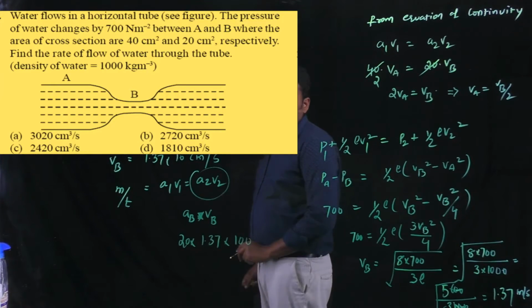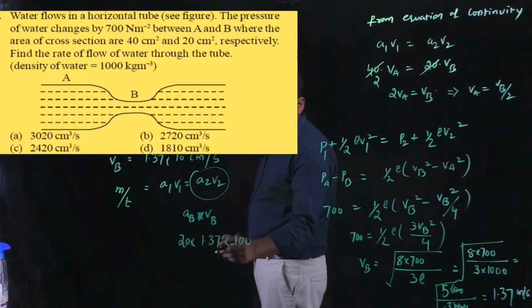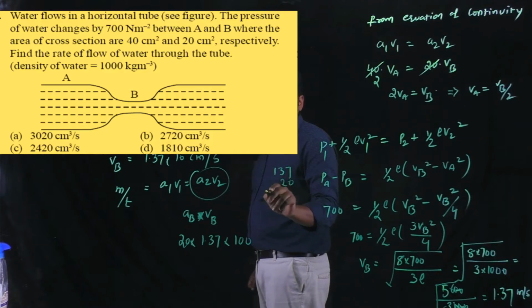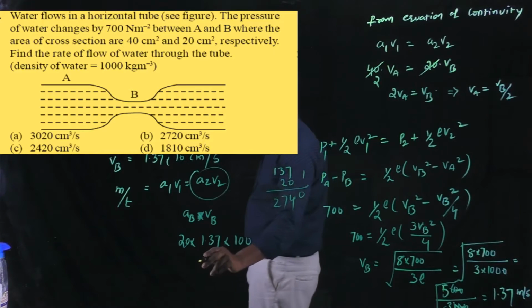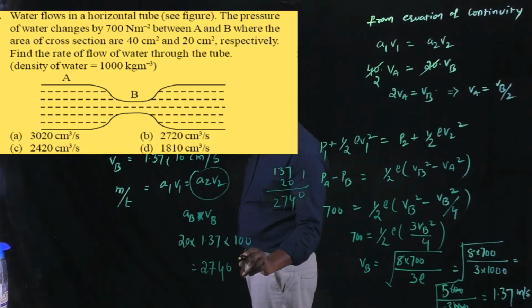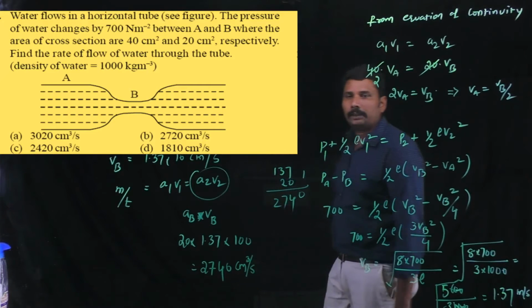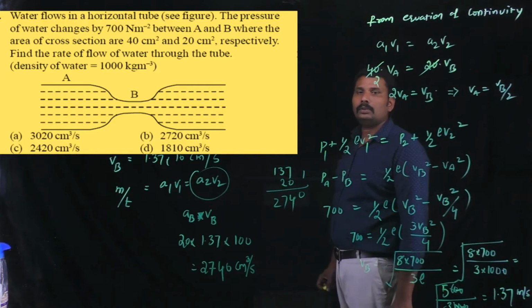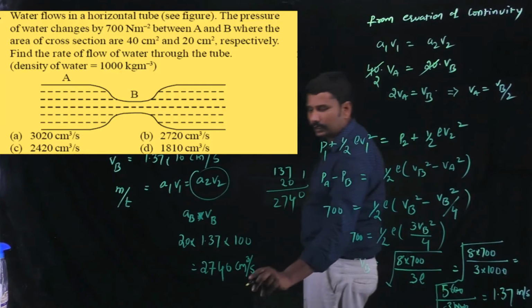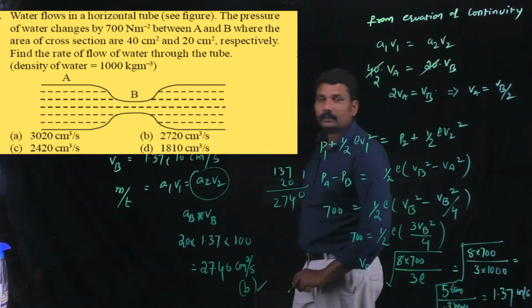Okay, now by calculating this, 1.37 into 100, it is 137. 137 into 20, it is approximately 2740 centimeter cube per second. In our given options, the approximate value to our answer is 2720 centimeter cube per second. Option B is the correct answer. Okay.